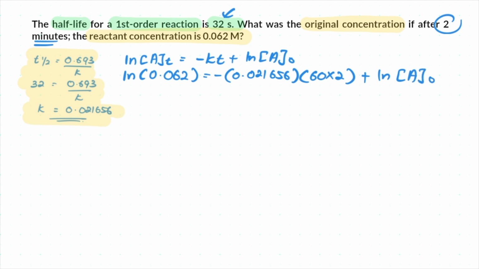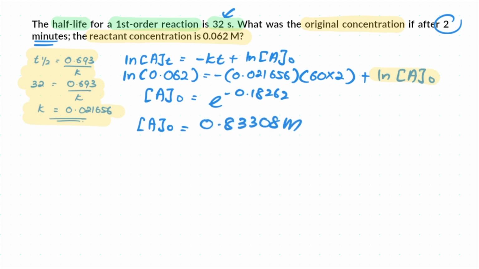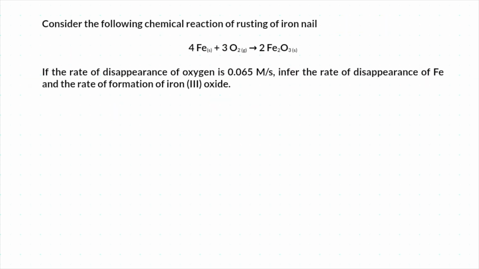So you are going to find what is your A naught. Now all you need to do is press your calculator, so you will get ln A naught is equivalent to 0.18262. Therefore, you will get your A naught equivalent to 0.83308 molar. So this is the final answer for the fourth question. Let's move on to question number 5.